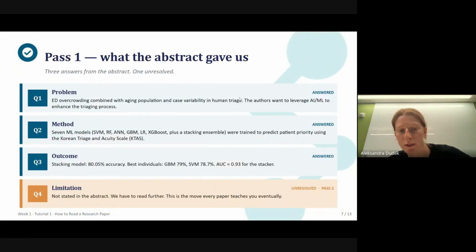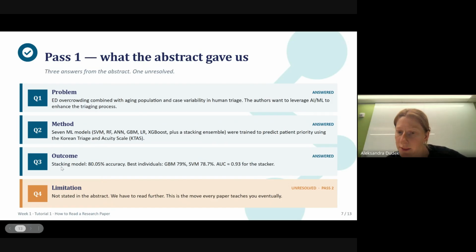Okay, actually, yeah, let's go through this slide, and then we'll take a step back and go to reading further into discussion. So as we mentioned, the problem was the overcrowding of the ED combined with the aging population and the case variability. And so the authors want to leverage AI to enhance the triaging process, which is what you all mentioned. They outlined 7 different models that they used, and what the models were doing was predicting patient triage scores according to this specific scale.